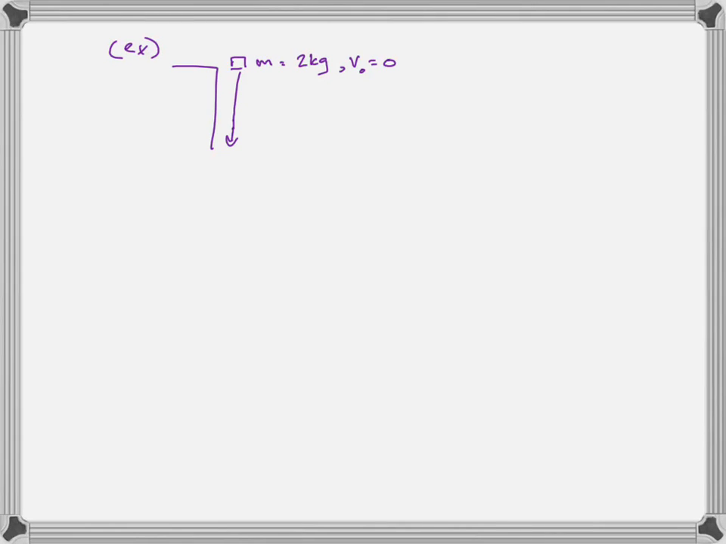So let's just drop my physics book again, 2 kilograms, initial velocity of 0, and ask how fast is it going when it gets to the ground, at a height 30 meters from the top of the building. We've done this with kinematics, but let's go ahead and do it with the work energy theorem.